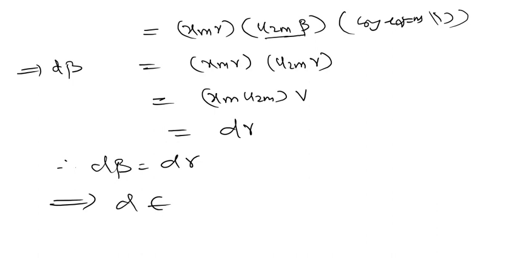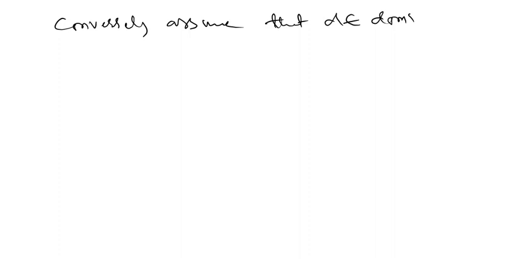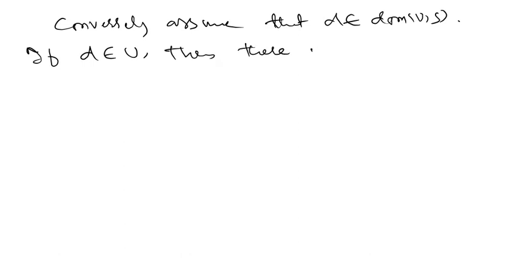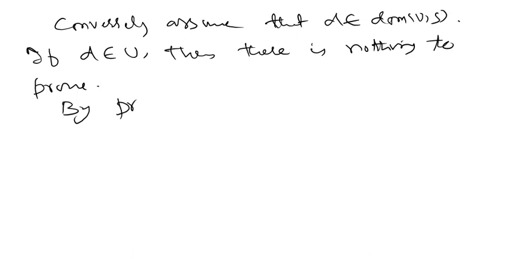So conversely, assume that d is in the domain. So if d is in U, then there is nothing to prove. Now by the previous theorem, d tensor 1 is equal to 1 tensor d, because d is in the domain.